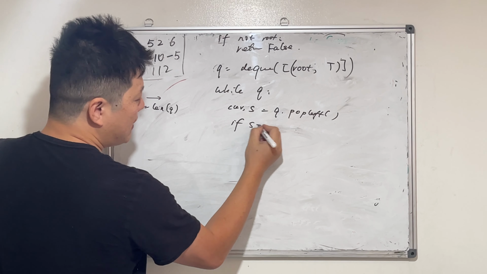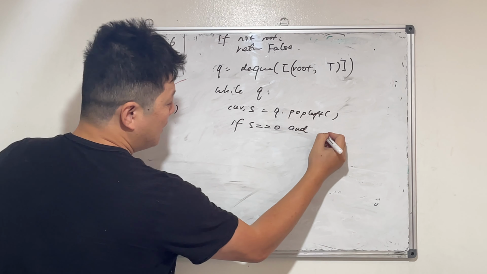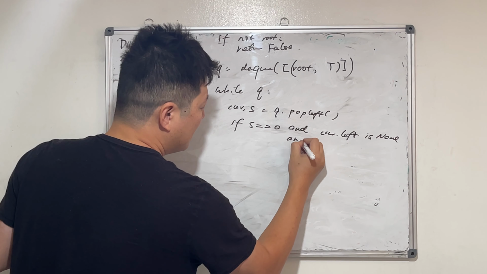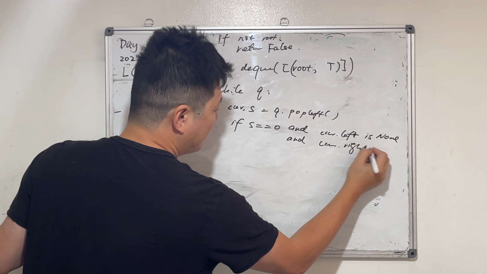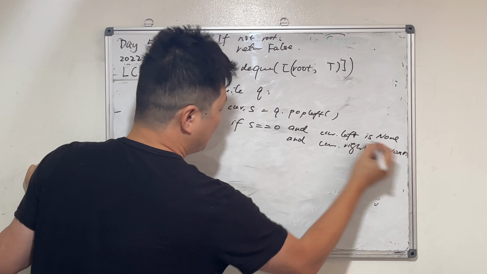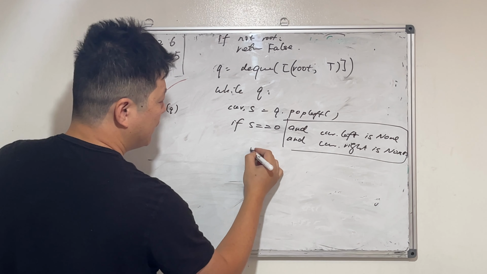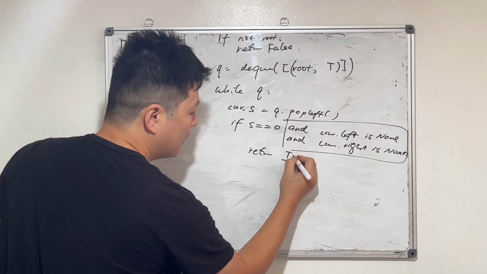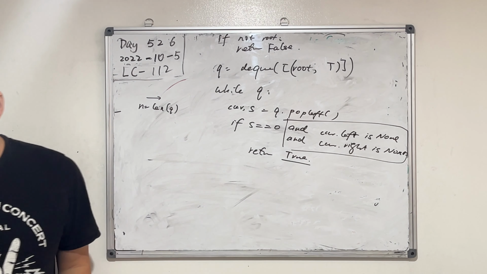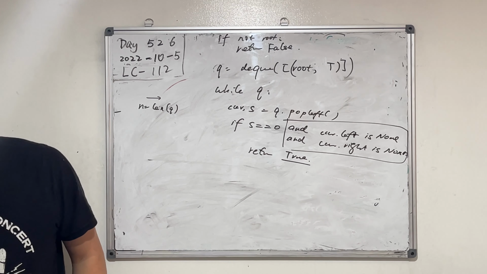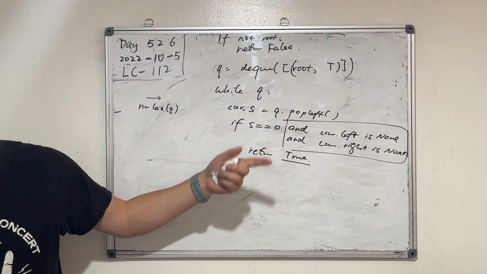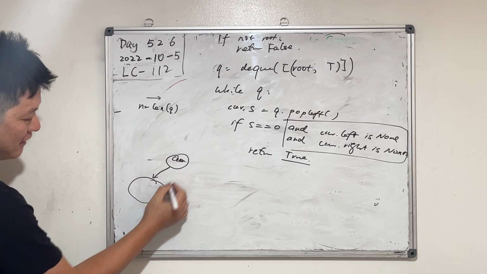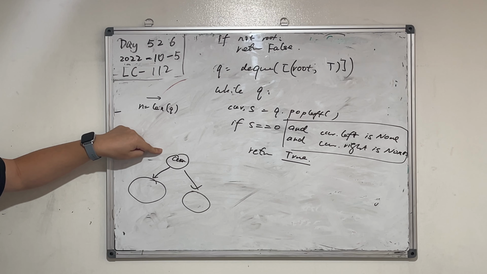So look, if s equals 0 and current left is none and current right is none. Can you tell me what current left is none and current right is none mean? Return what? Look, current left is none. Current right is none. What does it mean? It means, if current is a node, its left is nothing, its right is nothing. So what's this node? A leaf node.